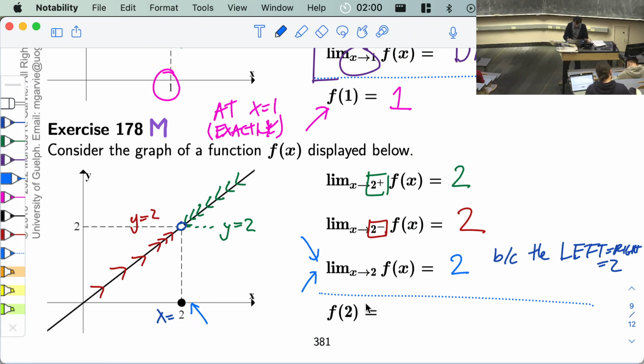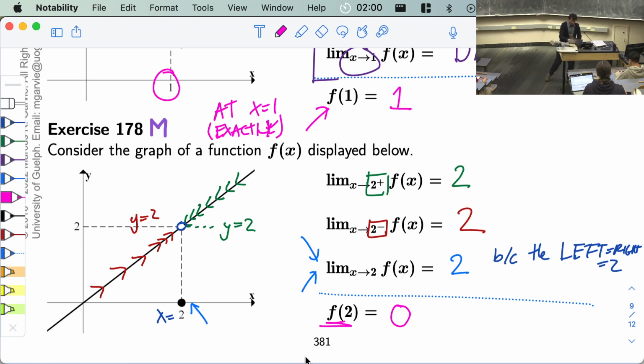So f of 2 equals 0. Let's do this one in pink. A lot of people get confused by this situation. This is a situation where the value of the function is different than the value of the limit, which is totally fine. Limits are just about what you're getting close to. Nobody says that the value of the function has to be equal to the value of the limit.